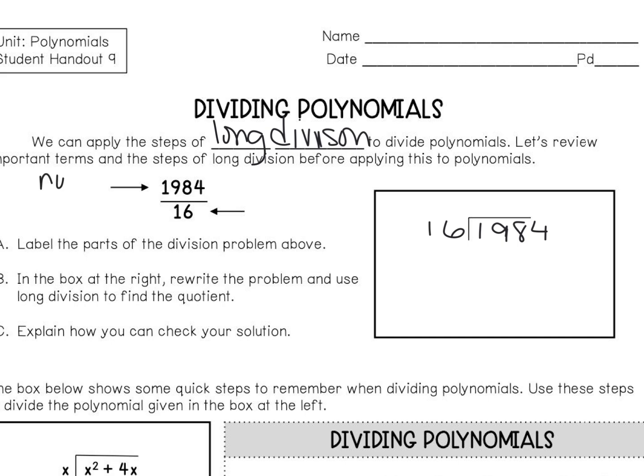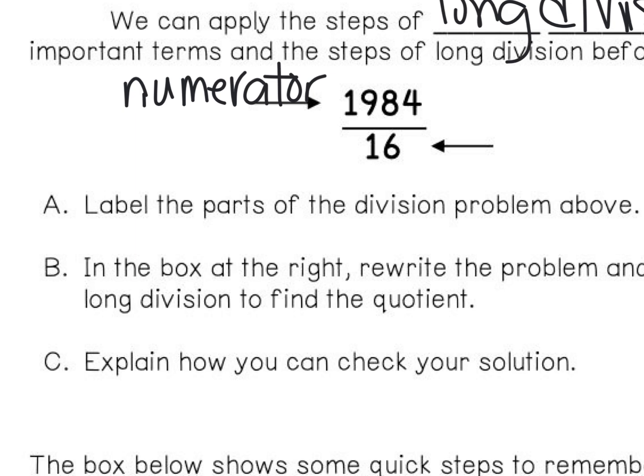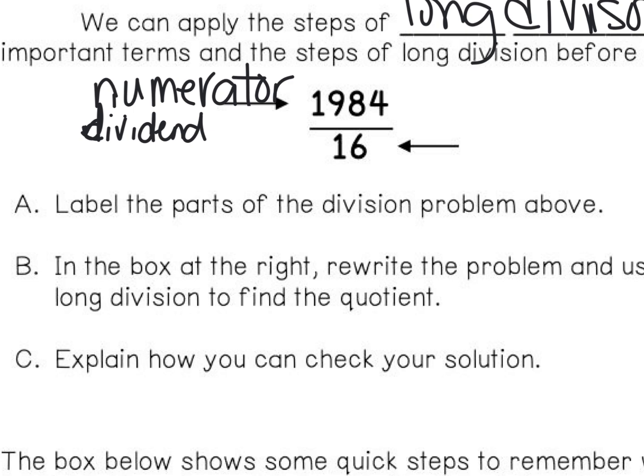1984, this is your numerator. But it is also known as the dividend. The dividend. Dividend. And then the 16 in this fraction, this is of course our denominator. But it is also known as the divisor.